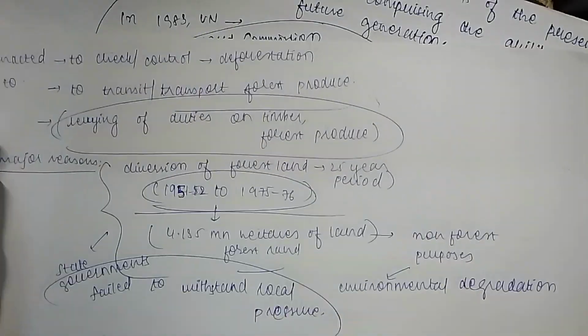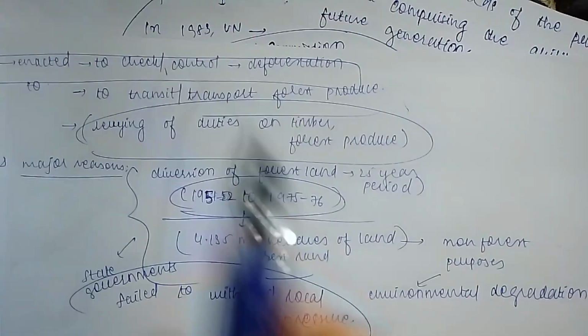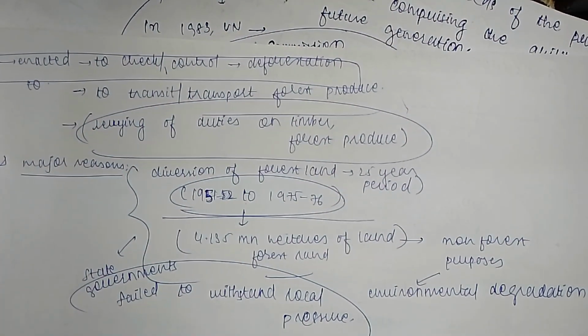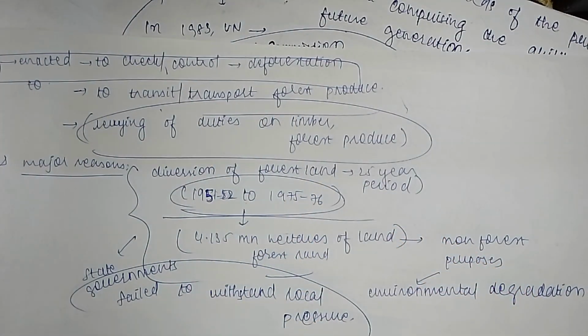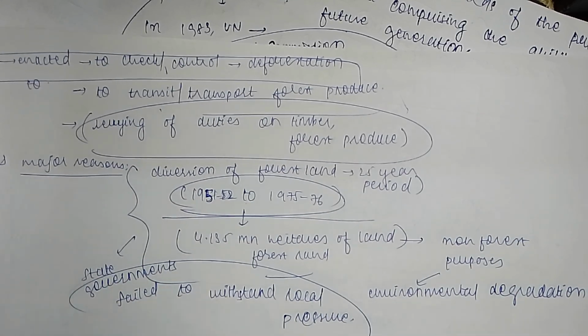So undoubtedly you can say that this Forest Conservation Act was majorly enacted to control deforestation, in order to regulate the transit or transport of this forest produce and how much duties have to be imposed on timber and forest produce. All of this is under this particular act, that is Forest Conservation Act itself.